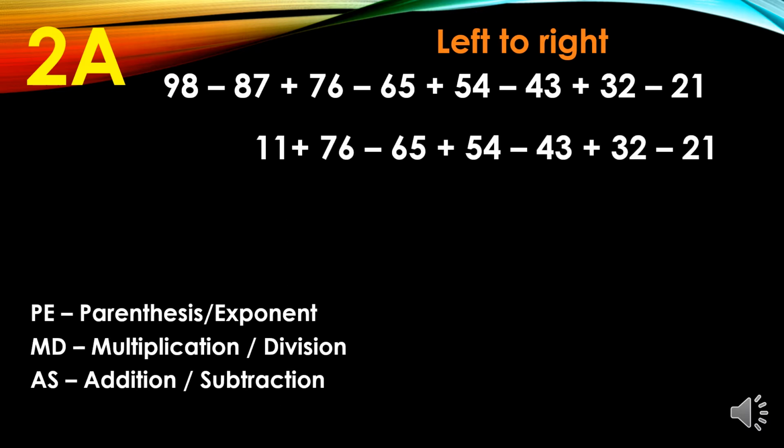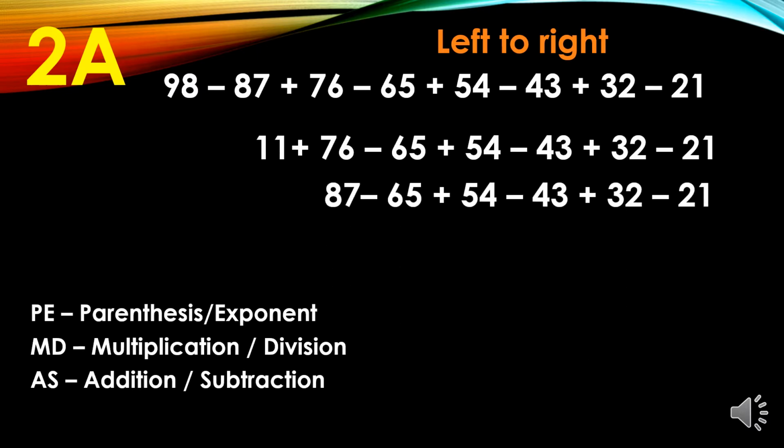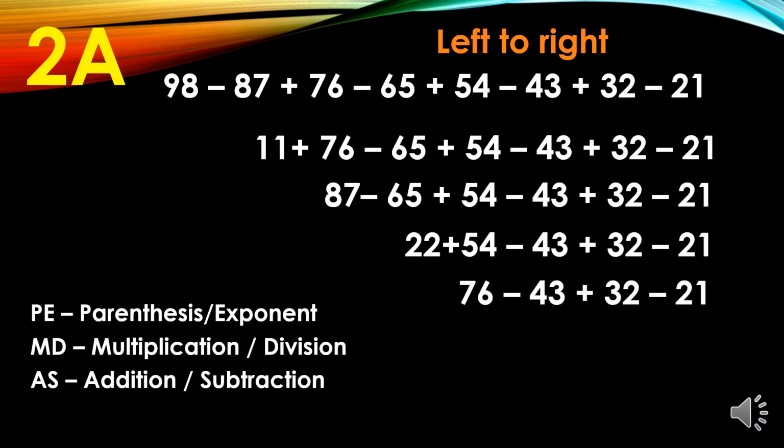From there, we have 98 minus 87 is 11. 11 plus 76 is 87. 87 minus 65 is 22. We have 22 plus 54 minus 43 plus 32 minus 21, and we have 76 minus 43 plus 32 minus 21. We have 33 plus 34 minus 21, and we have 67 minus 21. So 33 plus 32 is 65, and we have now the final answer, 44. We go left to right.